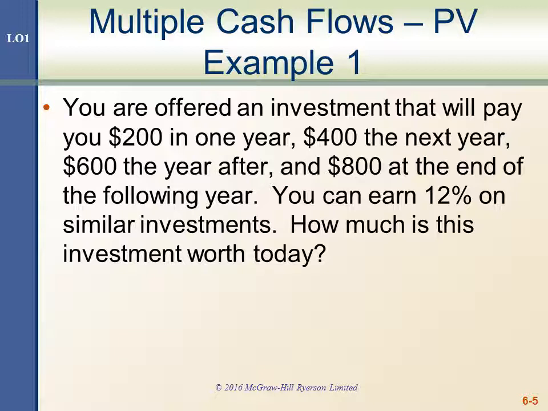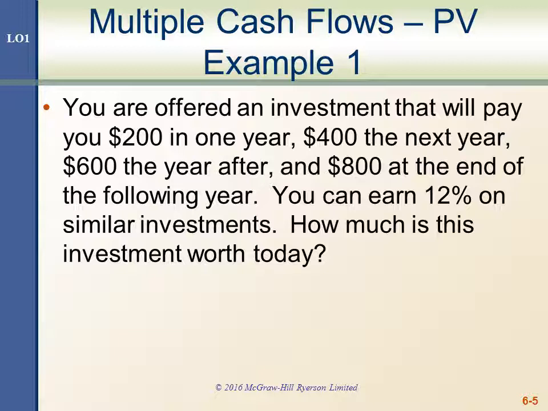The example here says you are offered an investment that will pay $200 in 1 year and will pay $400 the next year, then $600 the year after, and then $800 at the end of the following year. So in terms of time references, we have a $200 payment at time equals 1, a $400 payment at time equals 2, a $600 payment at time equals 3, and an $800 payment at time equals 4. If we can earn 12% per year on similar investments, how much is this investment worth today?